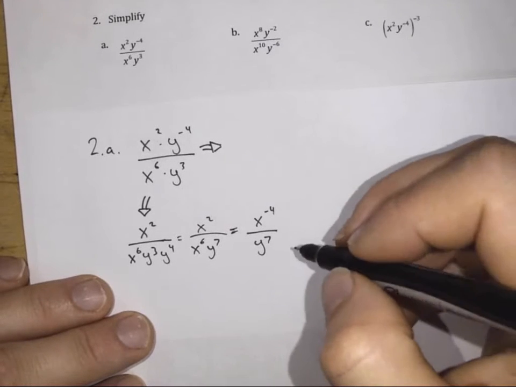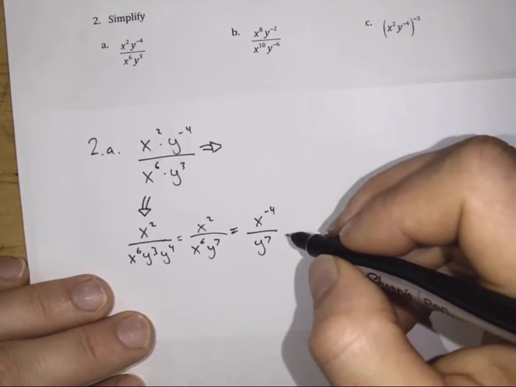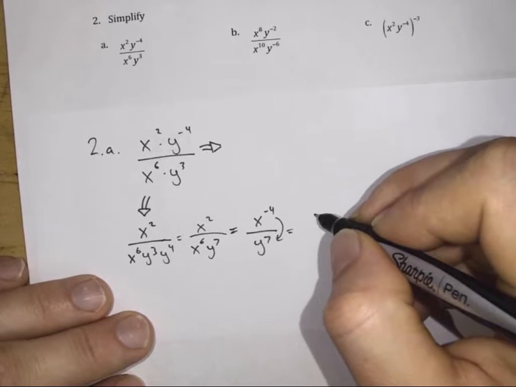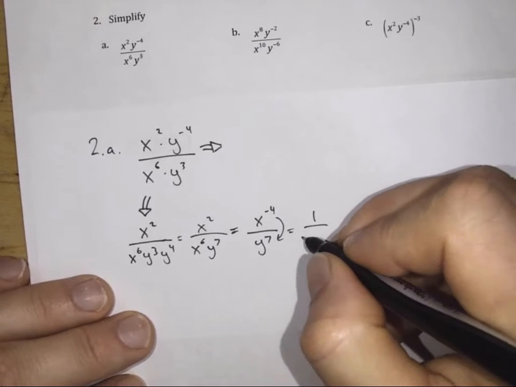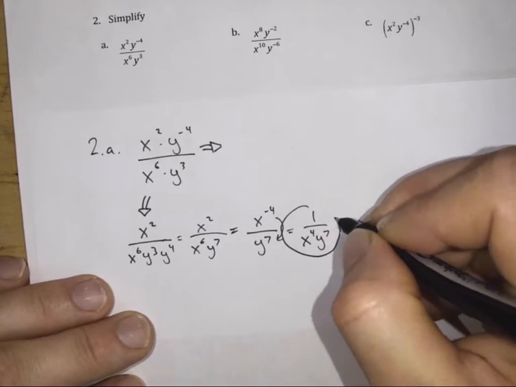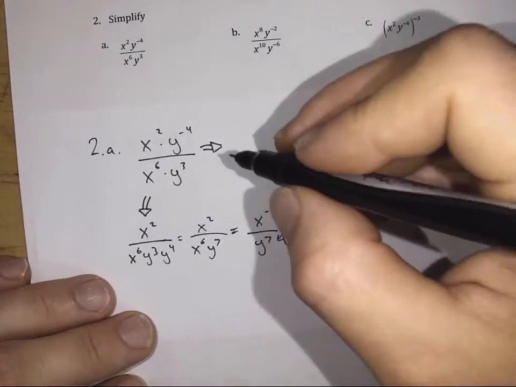Move y to the power of 7 on the bottom, which is fine, but we always want to take our negative exponents and write the reciprocal. So we actually turn that and put it back on the bottom. Okay, so that's one option. That's one way to get to the answer.